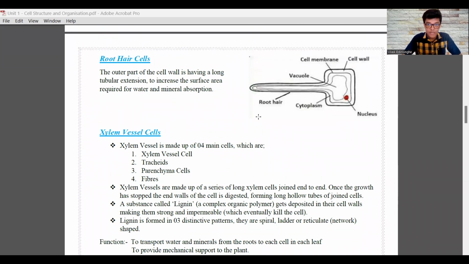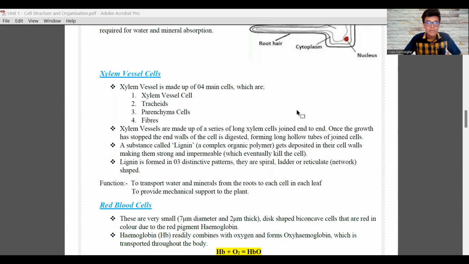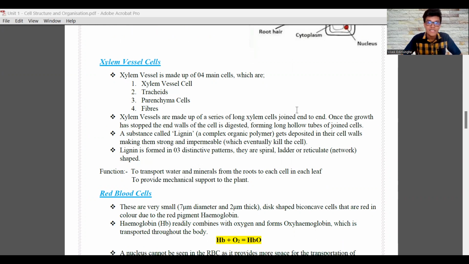Root hair cells: the outer part of the root hair cell has a long tubular extension to increase the surface area for water and mineral absorption. Xylem vessels are made up of four main cell types: xylem vessel cells, tracheids, parenchyma cells, and fibers. Xylem vessels are made up of a series of long xylem cells joined end to end. Once the growth has stopped, the end walls of the cells are digested, forming hollow tubes of joined cells.